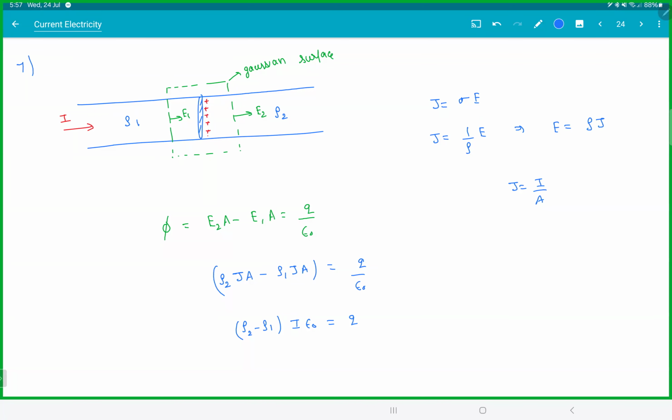How much charge will accumulate will depend on the current flow and the difference in resistivity. If rho 2 is equal to rho 1, means it's the same material, you'll have zero charge distribution. Clear with this? Like I said, it is easy to solve, but you need to figure out what is happening in the first place.